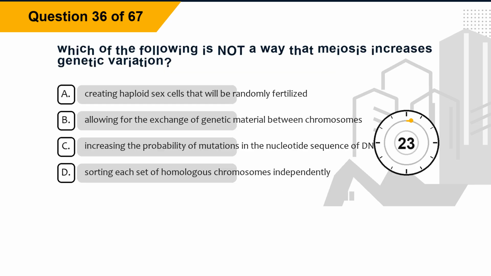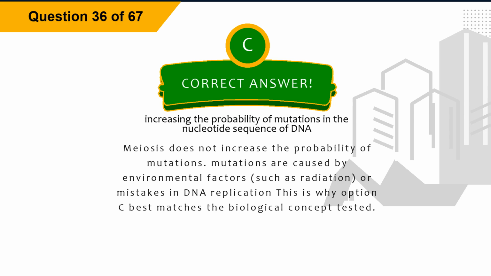Question 36. Which of the following is not a way that meiosis increases genetic variation? Option A, creating haploid sex cells that will be randomly fertilized. Option B, allowing for the exchange of genetic material between chromosomes. Option C, increasing the probability of mutations in the nucleotide sequence of DNA. Option D, sorting each set of homologous chromosomes independently. The correct answer is option C, increasing the probability of mutations in the nucleotide sequence of DNA.